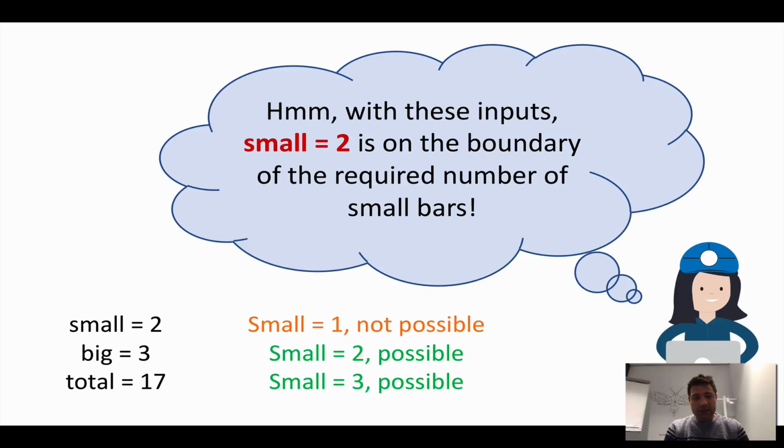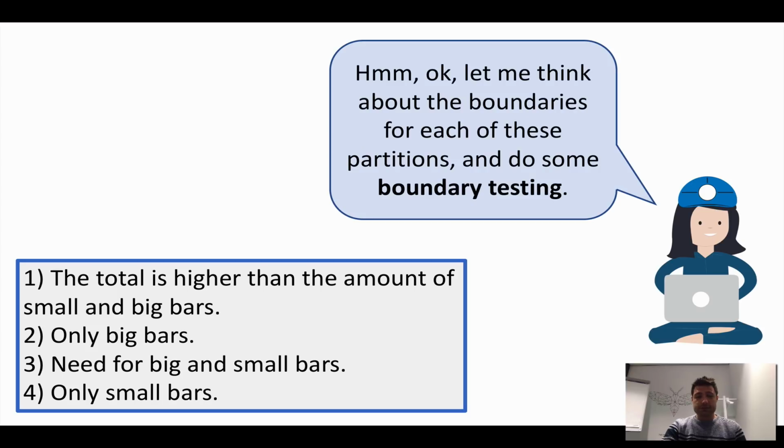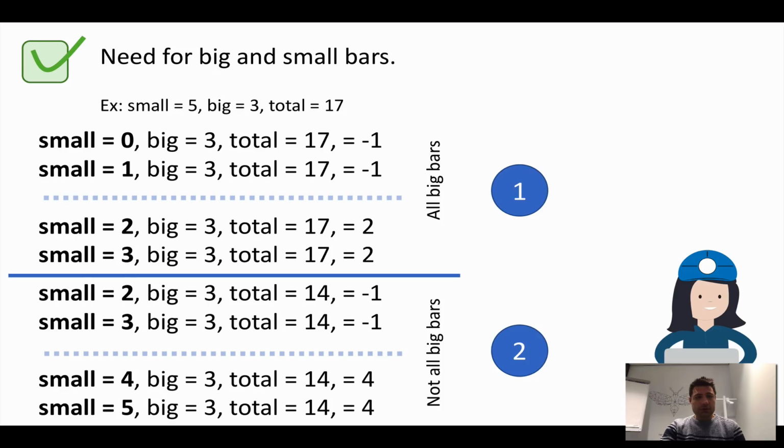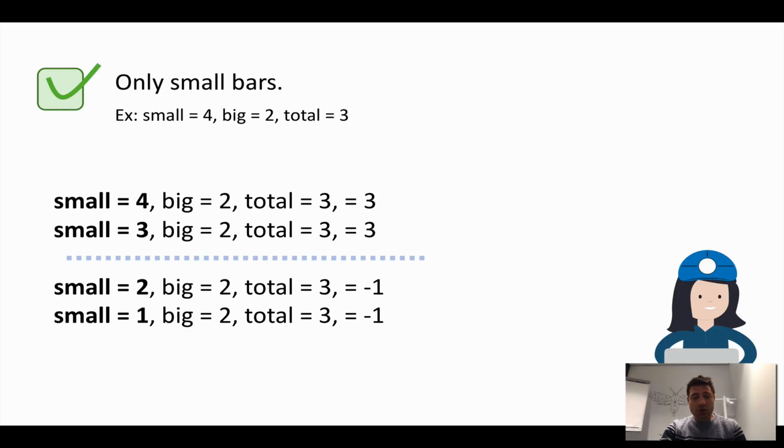small 2, big 3, total 17, I can see that when it's small is 1, that's not possible, but then when small becomes 2, that is possible. So this transition from small 1 to small 2 represents a boundary in my partitions, and maybe I should test if this transition goes smooth. So having a test with small 1, big 3, total 17, and then small 2, big 3, total 17 can be nice because it's going to test the boundary. So this is boundary testing the boundaries between our partitions. And then I just showed you lots of boundaries we can test in this chocolate problem.